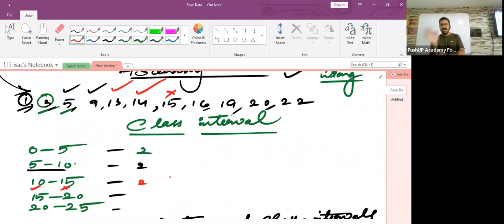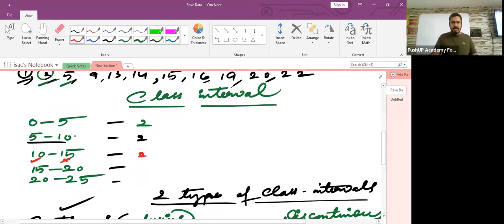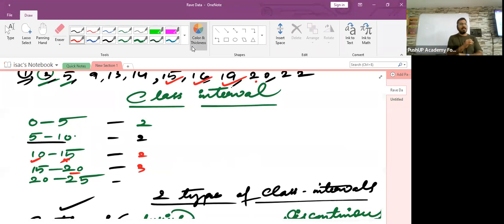Now 15 to 20. How many are there? 1, 2, 3. 20? No. Why? Because 20 is the upper limit. So 20 will not be counted. So the number of students who come in the class interval 15 to 20 is 3. Now 20 to 25, how many are there? 20 and 22, again 2.